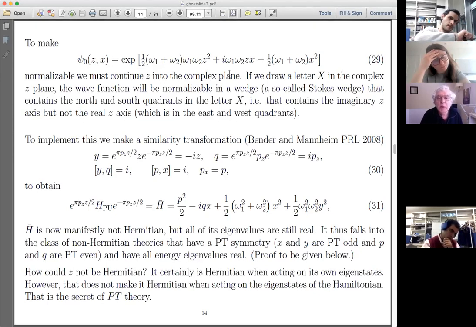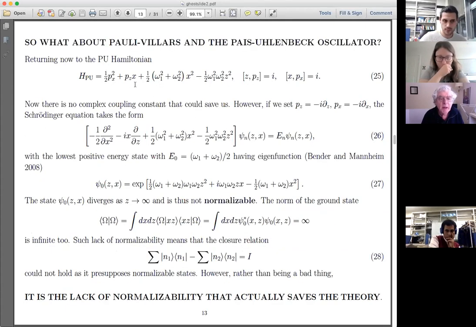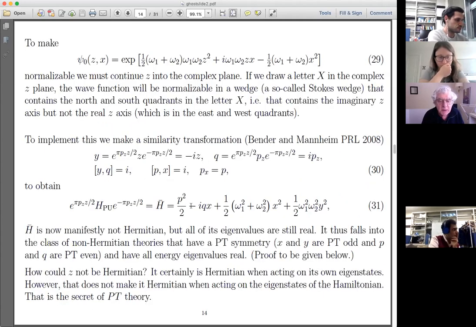So how do you implement that fact? You simply make a similarity transformation. This similarity transform is Y is minus iZ, Q is iPZ. This is a canonical transformation. Y and Q obey the canonical commutation relations. And the Hamiltonian, and this was the important point. Remember that we have here the PZ times X, and that will cause us to get here a complex i.